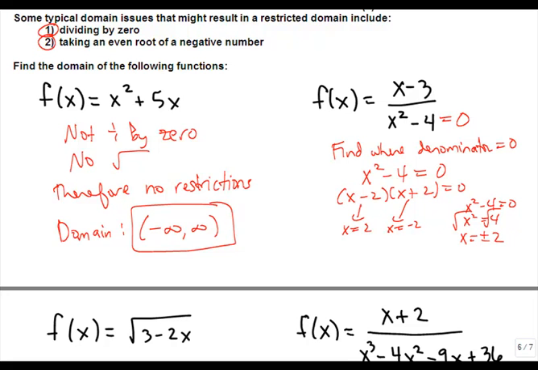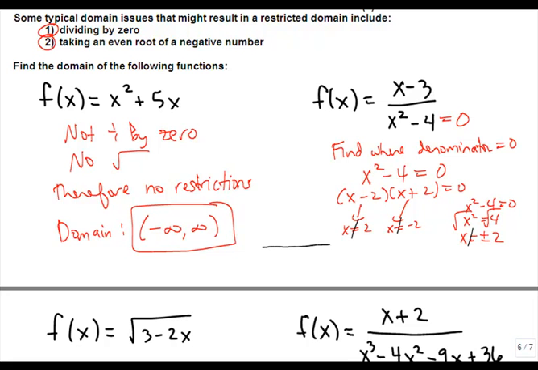Now think about this answer for a moment. What happened at 2 and negative 2? If we were to take 2 or negative 2 and plug it back into this function, what's that going to do? It's going to cause us to have a 0 in the denominator, which we aren't allowed to do. So the 2 and the negative 2 are actually the bad points. So we don't want x to equal 2 or negative 2.